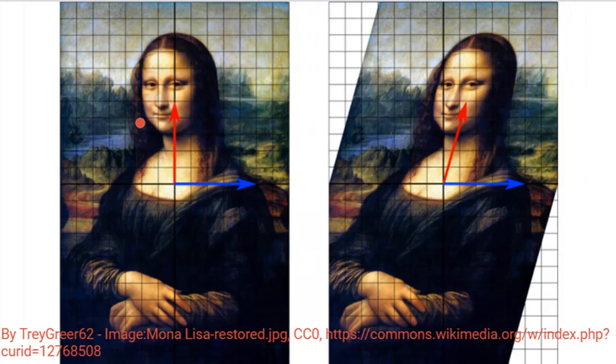Let us consider another example. Now in this shear operation, which is a linear operation, the direction of the blue vector is not changing, whereas the direction of the red vector is changing. So in this operation, this blue vector is an eigenvector, whereas this red vector is not an eigenvector because it changes its direction. Let us consider another example.